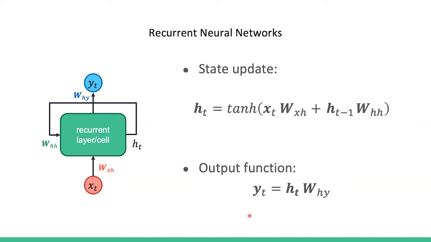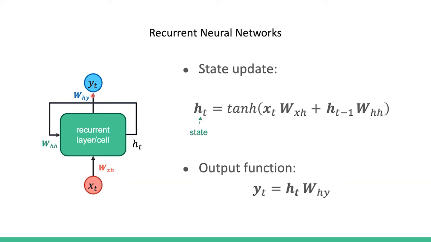And when we come to the equations in a more practical form, we can see that we have at least these two types of equations. So when we deal with recurrent neural networks, at least in the most basic version, we need to deal with these two types of equations: a state update equation that is computed by this layer here, the recurrent layer or cell, and an output function that is computed by the output layer, also called the readout layer.